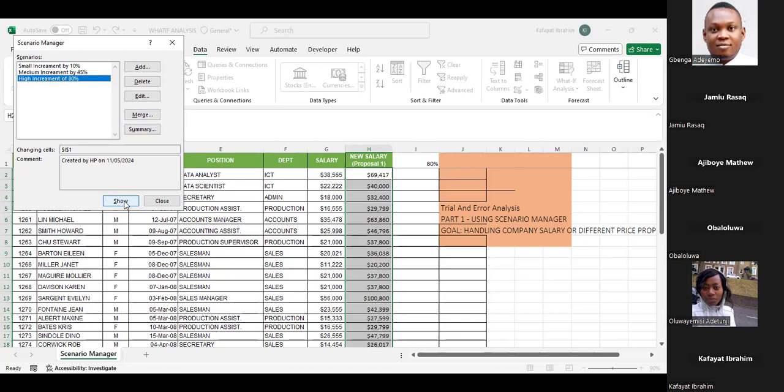You see, you are seeing what? An 80% increment. How the figures are going to look if you increase by 80%. So these are just you creating different scenarios. If you're increasing by 10%, this is what the new figures will look like. If you're increasing by 45%, this is what the new figures will look like. If you are increasing by 80%, this is how the new salary is going to look. So you are creating different scenarios based on different rates, and you are showcasing what the new figure or whatever is going to look like.